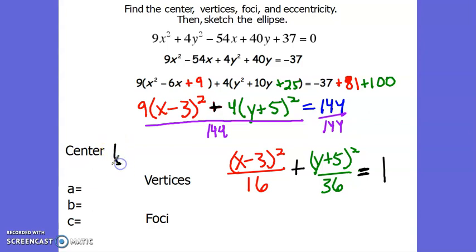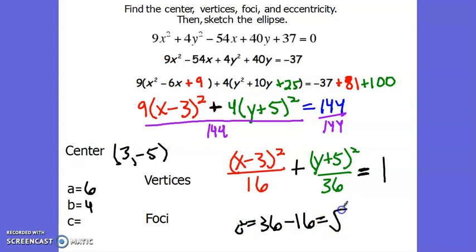So we can say that our center then is at 3, -5. We know our A value is the larger value, so it'll be 6. B is our smaller, so our square root of 16 would have been 4. C, again, we would have to say A squared minus B squared, again, is C squared. So the square root of 20, or basically plus or minus the square root of 20.